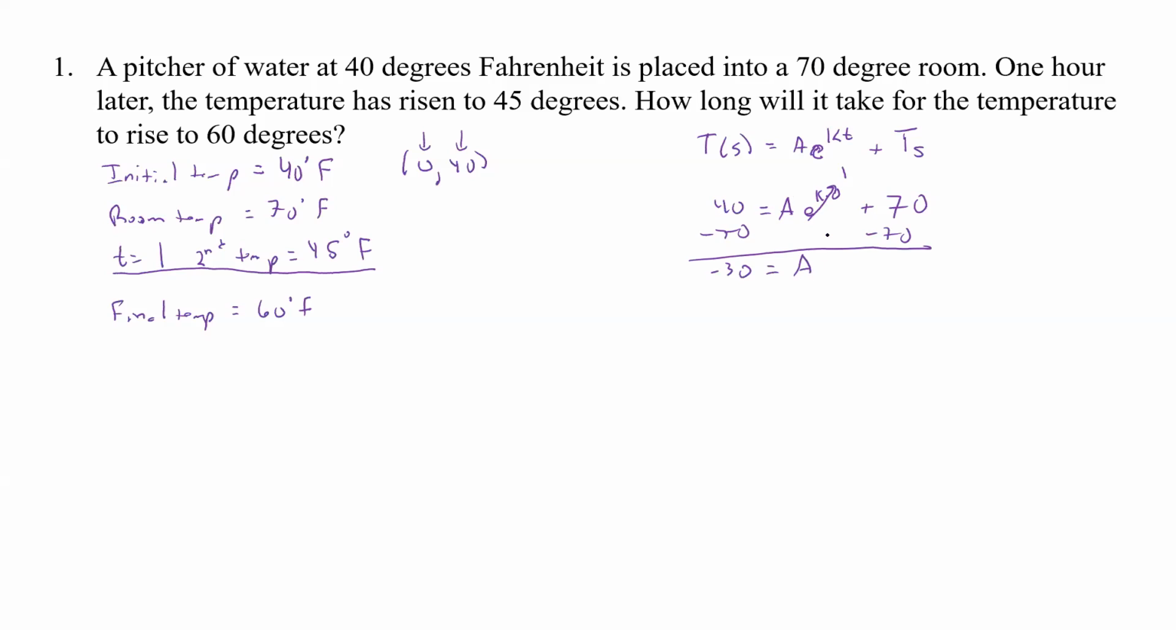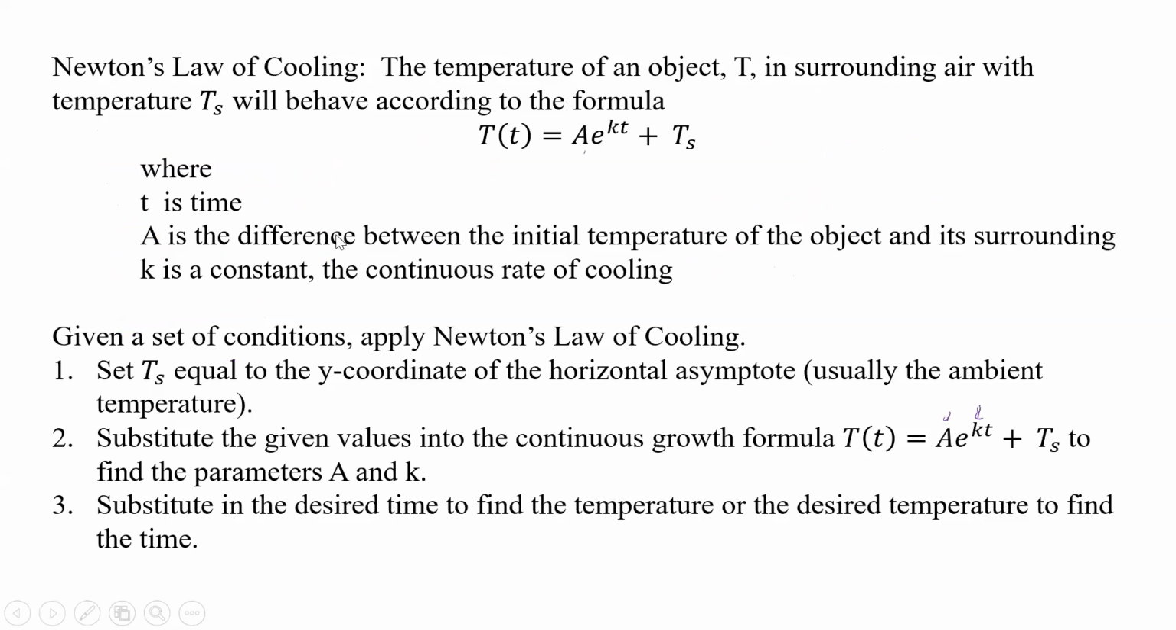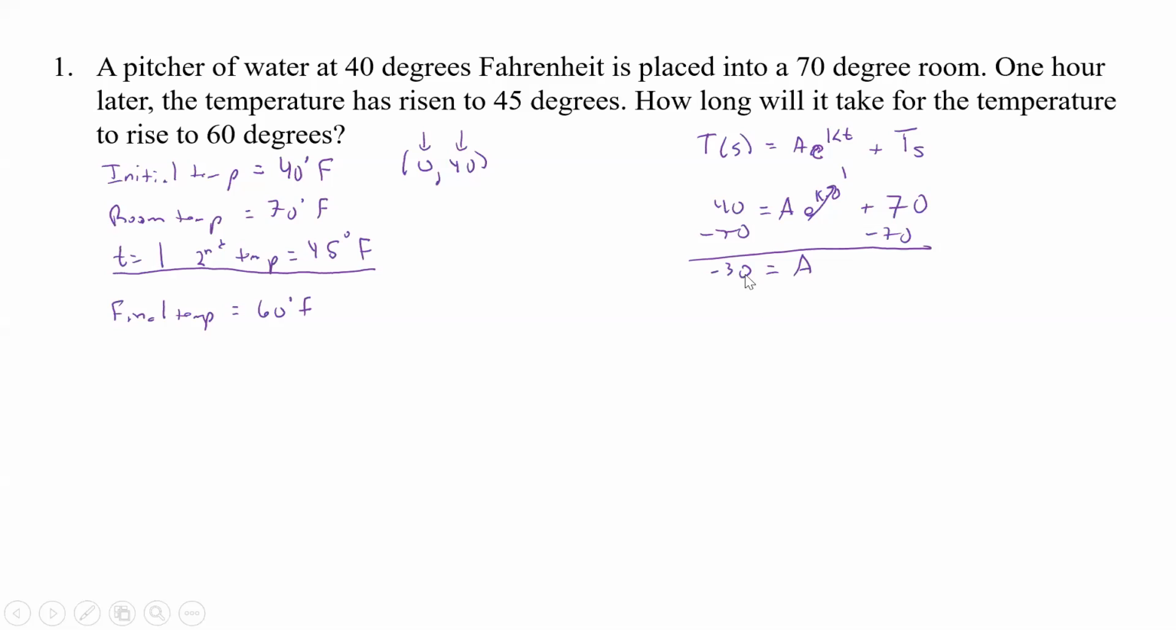So that's going to be, quote, our initial value. And it's the difference. And that's what we said over here. A is the difference between the initial temperature of the object and its surroundings. And so that's how we would find that. All right. So now what we have is a new one.